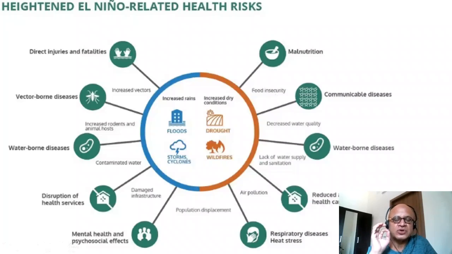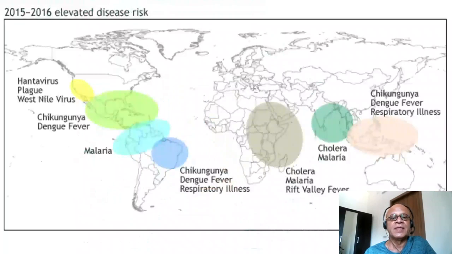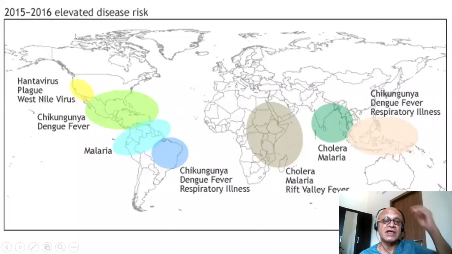So El Nino is also shown to affect civil conflicts, even armed conflicts, and of course displacements of people internally and across borders, especially countries like Brazil, Peru, Chile, African countries, etc. NOAA provides this nice map of the 2015-2016 massive El Nino and how it elevated disease risks across the globe.